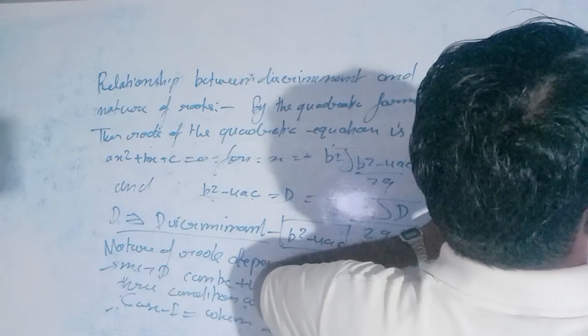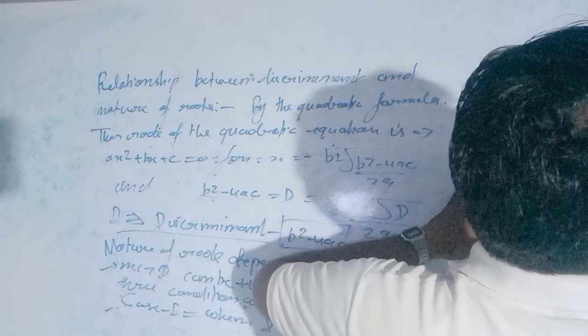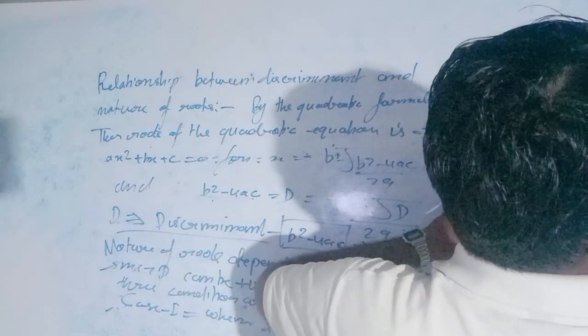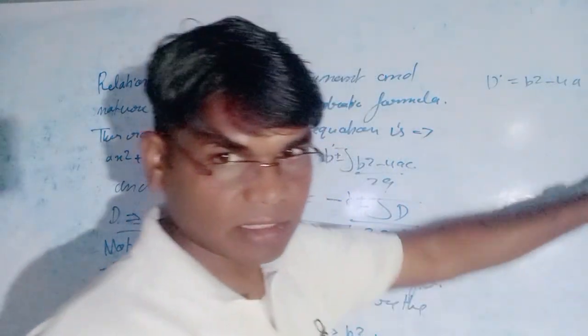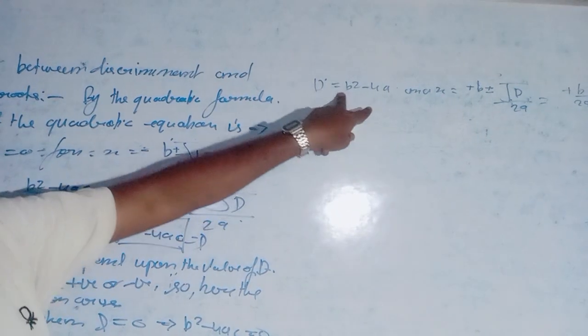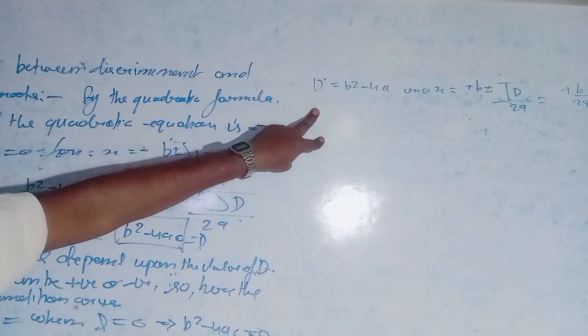Here the plus or minus, if taking plus or minus b by 2a, because d becomes 0, so either way it becomes b by 2a. So here one condition arises: the discriminant d is always 0. Under this condition, we can say the quadratic equation has two equal roots.